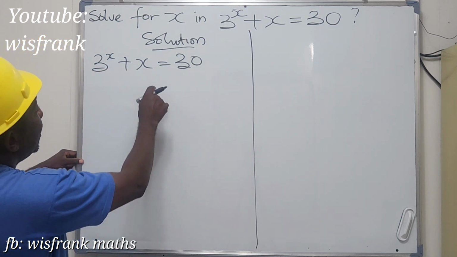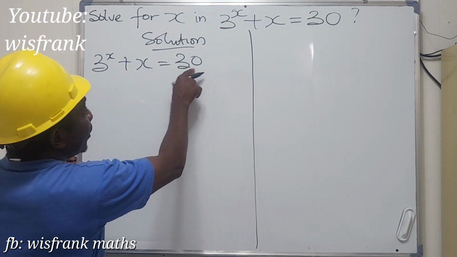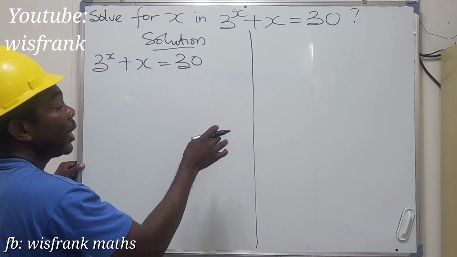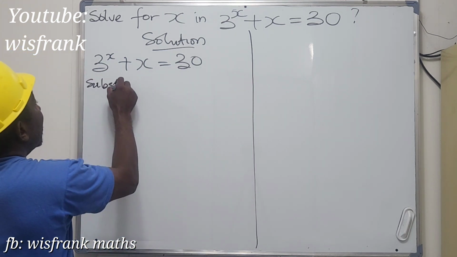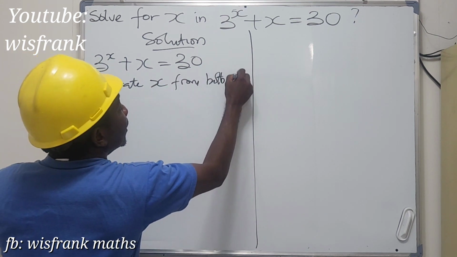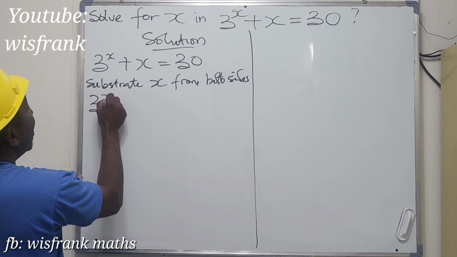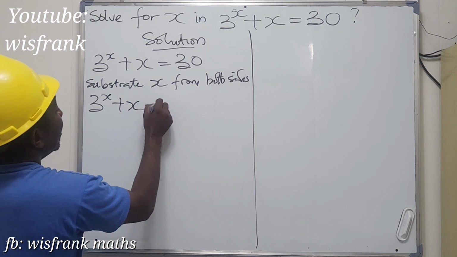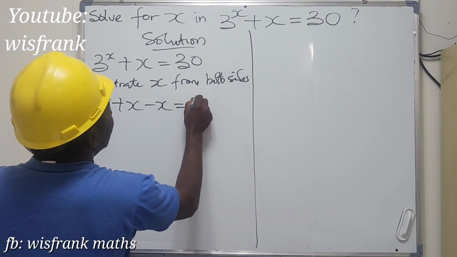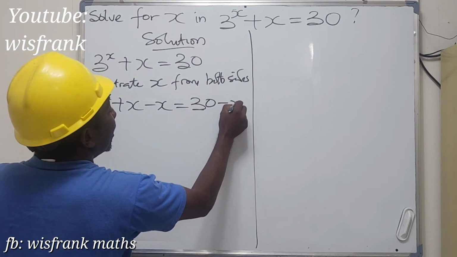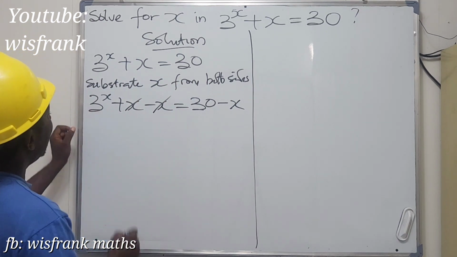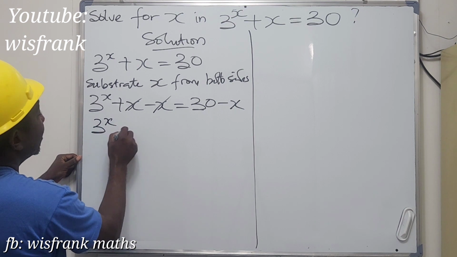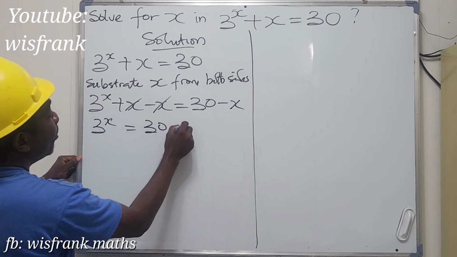What we are going to do first is transpose x to the other side, or we simply say subtract x from both sides. So this will become 3 to the power of x plus x minus x equals 30 minus x. In this case, x will cancel here and x will cancel here. So we are now left with 3 to the power of x equals 30 minus x.